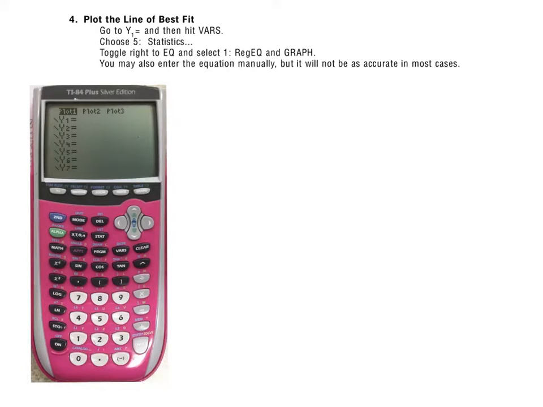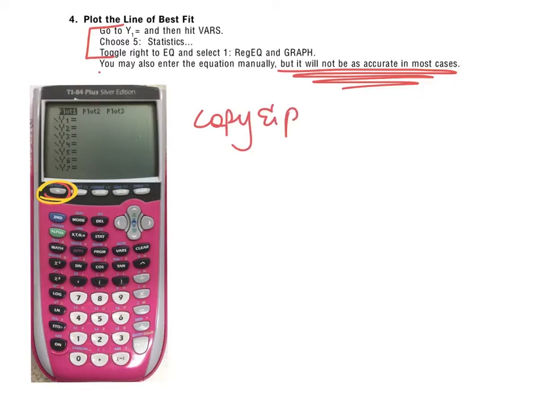Okay, so the last step is to graph the line. Now, you all know how to go in and enter an equation. You know that you're going to go to Y equals, which is down here. And you know that when you go into Y equals that you're going to type your equation. And you can type what we just wrote down manually. However, it will not be as accurate in a lot of cases if you type it in. So this little shortcut that I'm trying to show you right here is how to copy and paste that equation that you got with all of the decimal places.